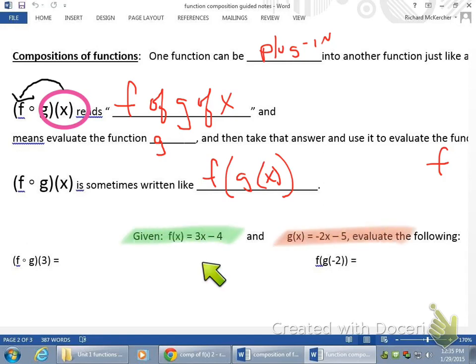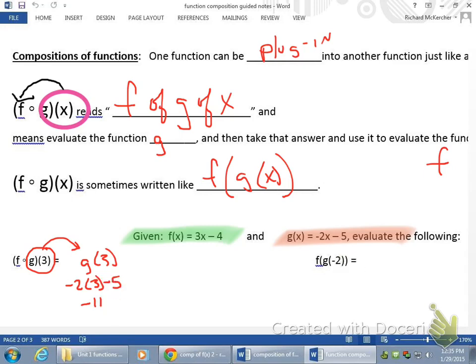Okay, I've got two functions. In green, f of x, and in red, I've got g of x, and I'm going to evaluate the following. Right here, I'm going to evaluate f of g of 3. Now, the first thing I recognize is I'm going to do g of 3 first. So I need to evaluate g of 3. Of course, that means go to my red function, g, and plug in a 3. So I'm going to do that. And I get the answer negative 11. So when you plug in 3 into g, you get negative 11.